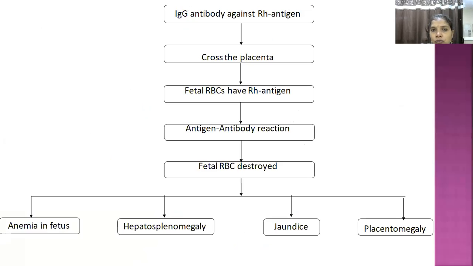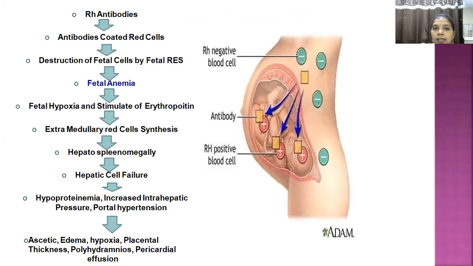So here is a flowchart showing IgG antibody against Rh antigen crosses the placenta. Fetal RBCs have Rh antigen and antibody reaction. Fetal RBC destroyed. So because of the fetal RBC destroyed, these are the consequences. What happens? RBC is decreased. That means anemia in the fetus. So to compensate, erythropoiesis, hepatosplenomegaly occurs. Because of the hemolysis, jaundice occurs. And to compensate hypoxia because of anemia, hypertrophy of placenta occurs. Placentomegaly. These are the consequences of hemolysis.